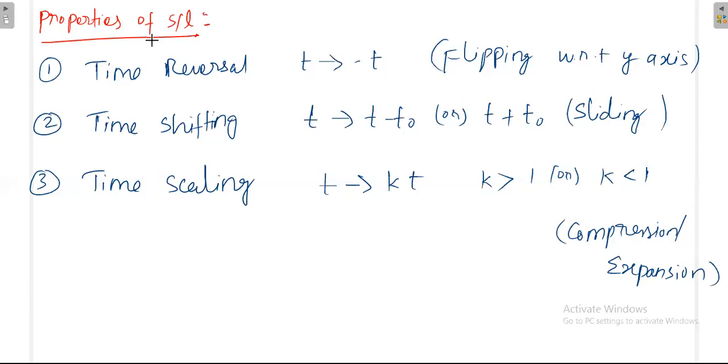Okay, now the properties of signal. The first one is time reversal. Okay, t will be replaced by minus t. Actually, the signal will be flipped with respect to y-axis.